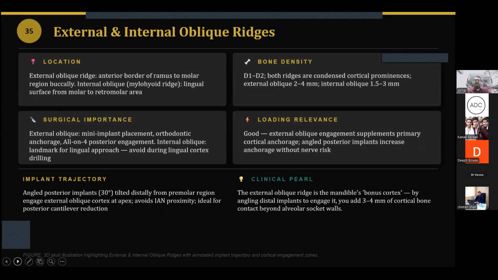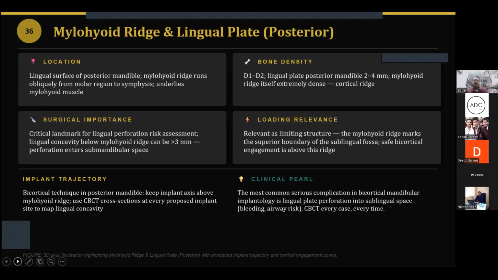External and internal oblique ridges are landmarks from where you understand where your first implant is going to be. Mylohyoid ridge, I have told you the lingual plate, the lingual border, below the mylohyoid ridge, there is high corticalization, high mineralization, and you engage your lingual cortical over there for the molars and the premolars beneath the mylohyoid ridge area in the maximum concavity area.